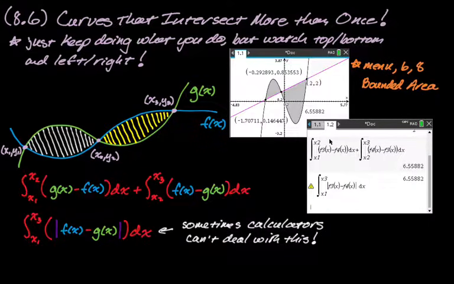The one method where I just added everything up, I got 6.55882. And then I also did the integral of the absolute value thing. That's like warning me of something. I don't know, the warning sign just makes me nervous. So I would still do it.